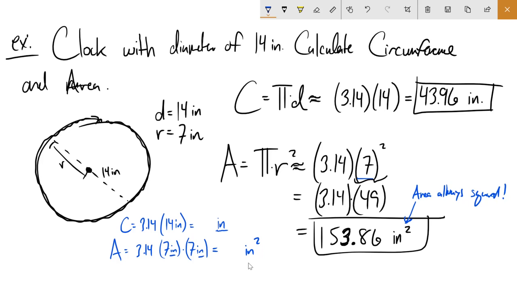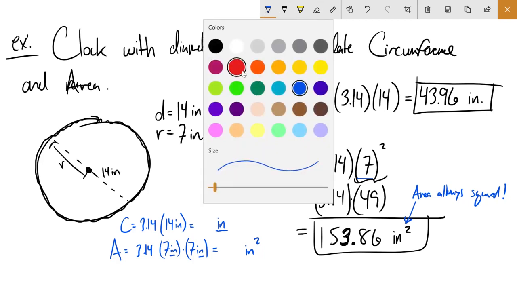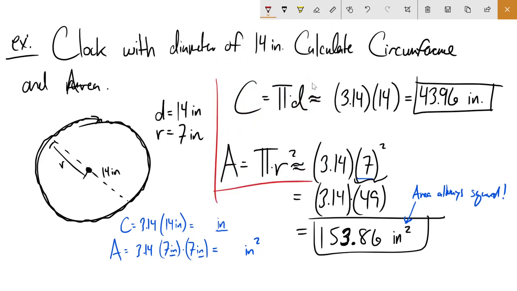But these formulas right here, these never change. These are always true. Those are fixed. But based on the size of your circle, your diameter and your radius will change. But once you know one, you can find the other, and then you can find both of those quantities. Okay.